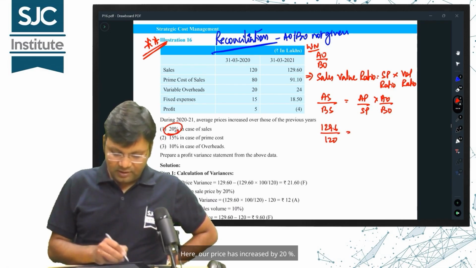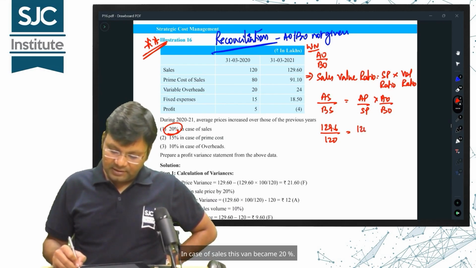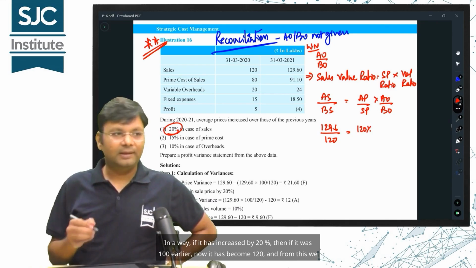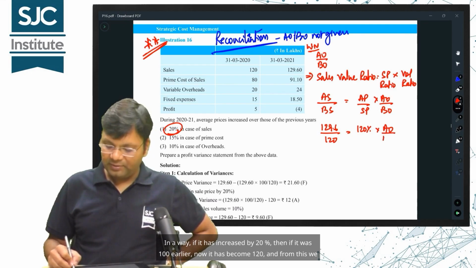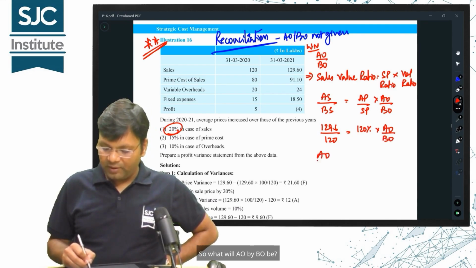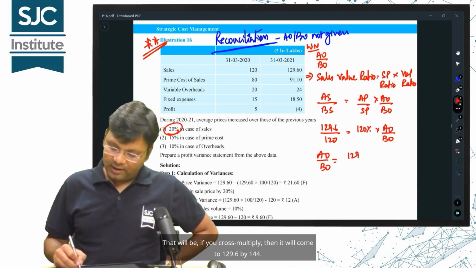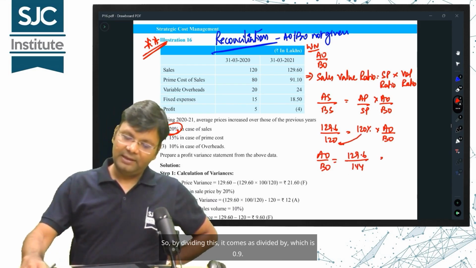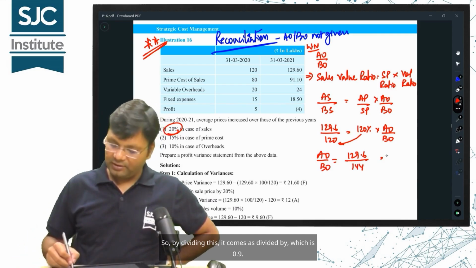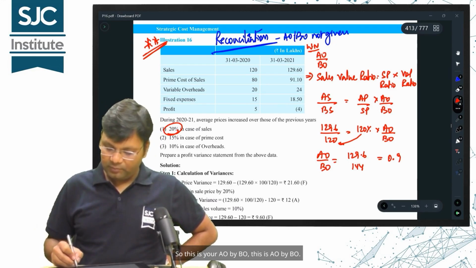Here, our price has increased by 20%. In case of sales, this became 20%. In a way, if it has increased by 20%, then if it was 100 earlier, now it has become 120, and from this we can calculate AU by BO. So what will AU by BO be? If you cross multiply, it will come to 129.6 by 144. By dividing this, it comes to 0.9. So this is your AU by BO.